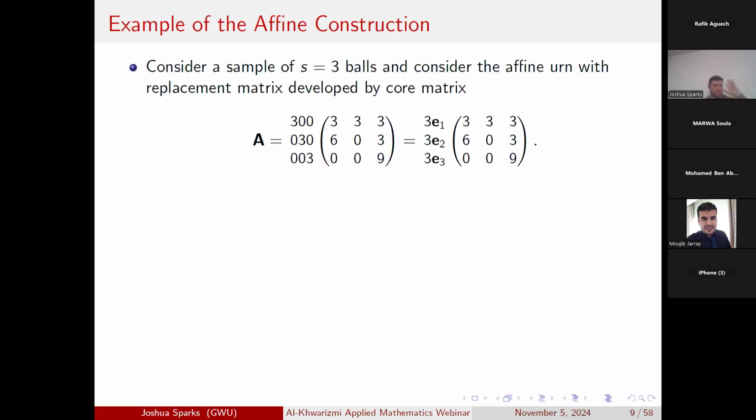So to take what I talked about in a more theoretical sense and give a good example, here's an example of affine construction. Let's say we have S equals 3 balls, and we consider the affine urn with a replacement matrix developed from our core matrix. A good way to think about this is finding the connection from M to A. Oftentimes, we want to develop these affine urns by looking at whether our core matrix A can be extrapolated to a replacement matrix, depending on the sample size that we obtain, to develop our replacement criterion.